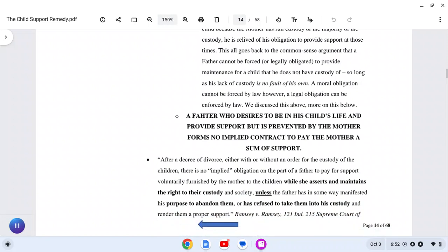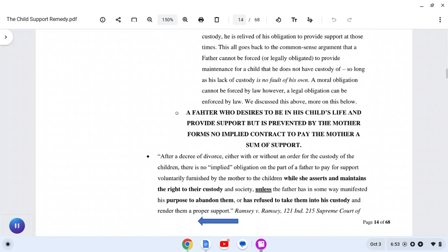A moral obligation cannot be enforced by law. However, a legal obligation can be enforced by law. By law means statute. We discussed this above, more on this below. A father who desires to be in his child's life and provide support but is prevented by the mother forms no implied contract to pay the mother a sum of support.